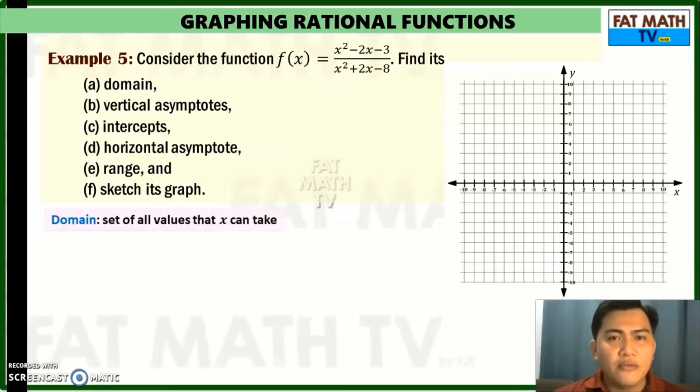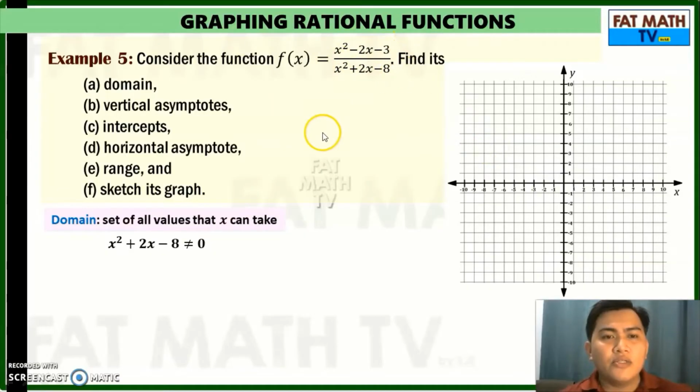So for the domain, we need to find values of x that will make the denominator 0. So x squared plus 2x minus 8, the denominator, should not be equal to 0. So when will that be 0? How do we solve a quadratic equation? So same, we will factor. So factoring x squared plus 2x minus 8, we will get x plus 4 times x minus 2.